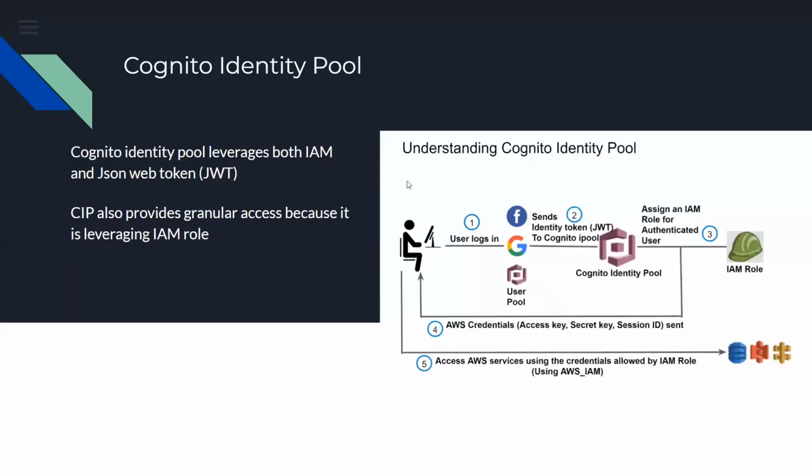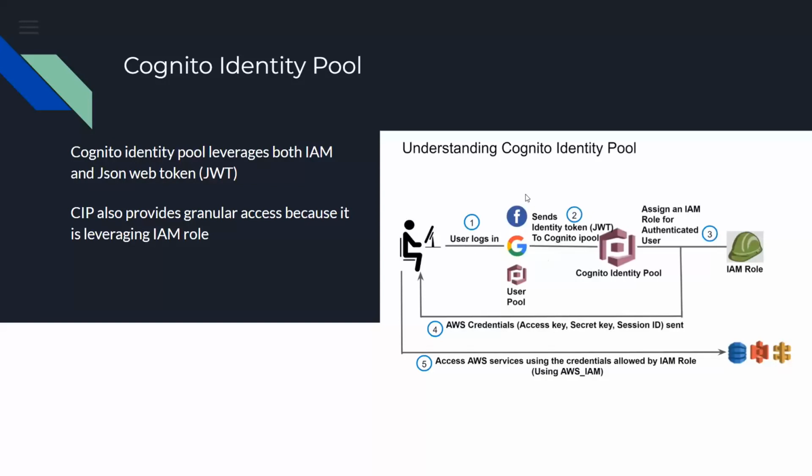The Cognito identity pool is a mechanism which is a combination of the AWS IAM and the Cognito user pool. So the Cognito identity pool leverages both IAM and JSON Web Token, JWT. Cognito Identity Pool also provides granular access because it is leveraging the IAM role. So in simple terms, let's see what the Cognito Identity Pool does.